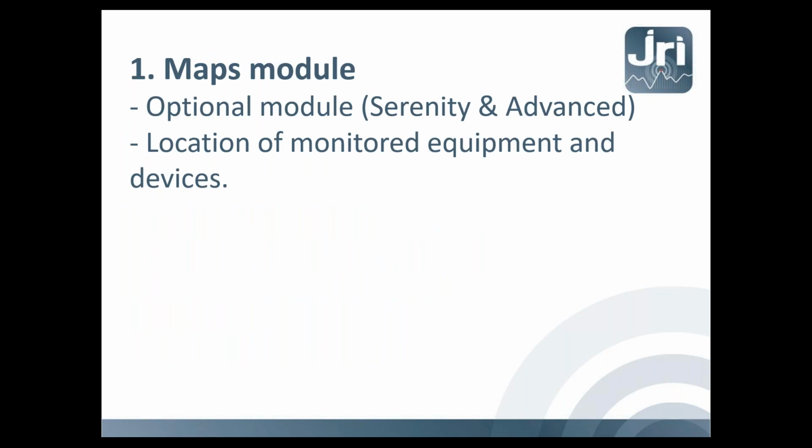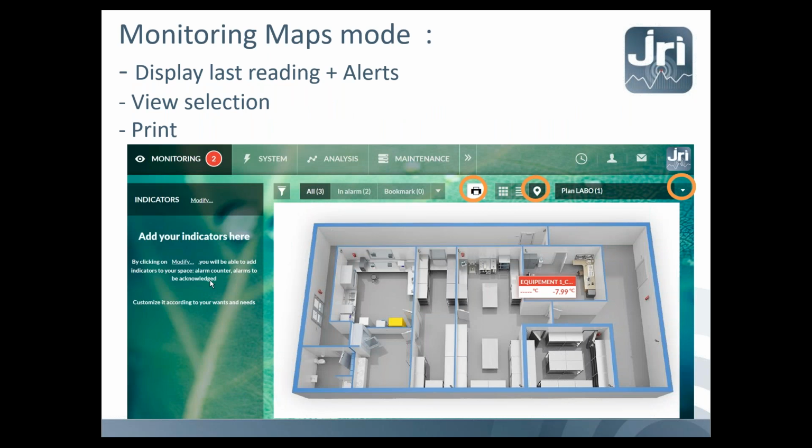For the map module, with this optional module only available with Serenity and advanced subscriptions, you can easily locate any monitored unit on a map. Choosing the map mode in the monitoring tab allows you to display the position of each unit with its last measurement and its alarm status. You can choose the view to display and print it out.